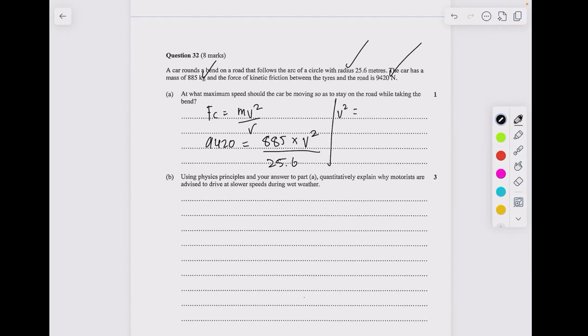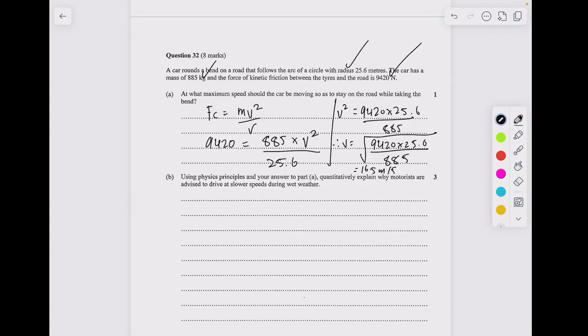So therefore, v squared equals 9420 times 25.6 all over 885, and therefore v equals the square root of 9420 times 25.6 all over 885, which, just plugging it into the calculator, gives a final answer of 16.5 meters per second. Perfect. And then part B asks us to consider, using physics principles and your answer to part A, quantitatively explain why motorists are advised to drive at lower speeds during wet weather.